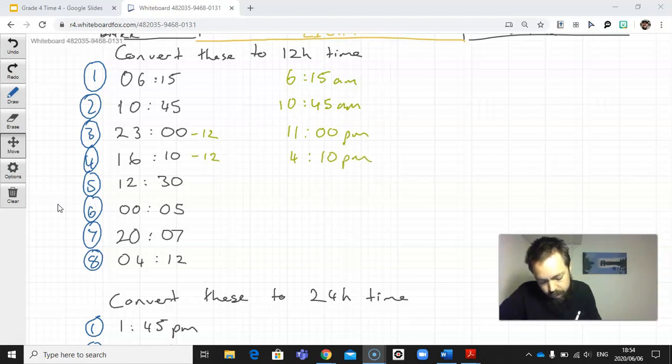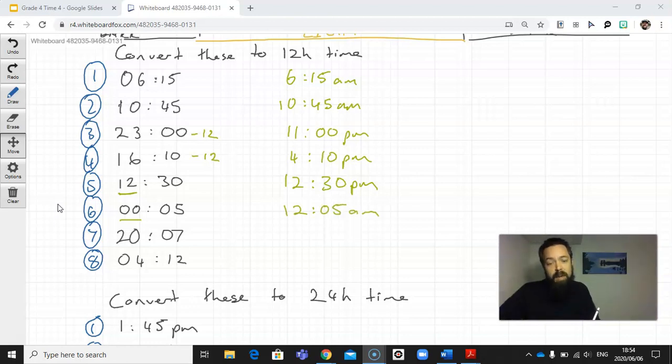This next one is the special case, where it stays the same. So it's 12:30 p.m. This one is also the special case, the other special case. So this one is 12:05 a.m., which is 5 past midnight. Next one, after the middle, so we're going to subtract 12 again. So I end up with 8:07 p.m. and this one is in the morning, so it's 4:12 a.m.